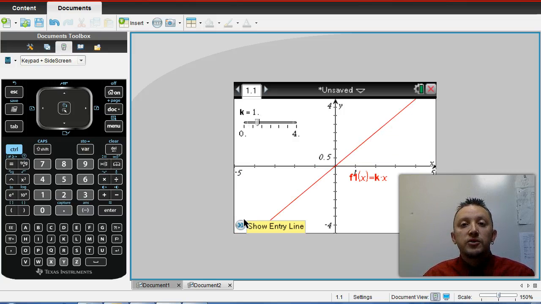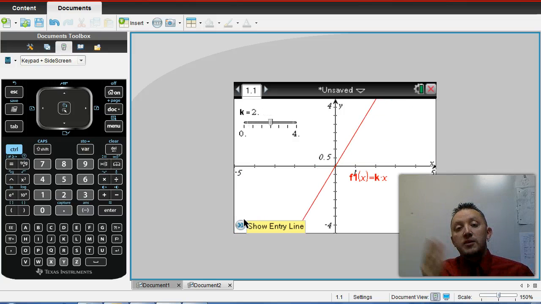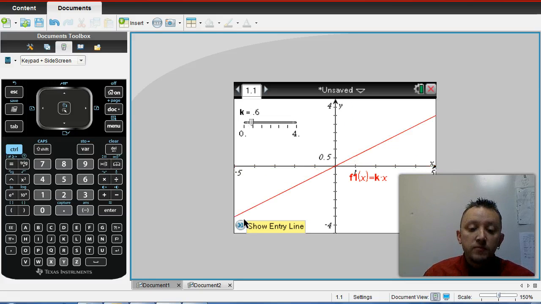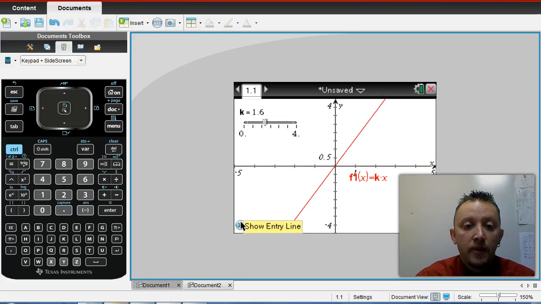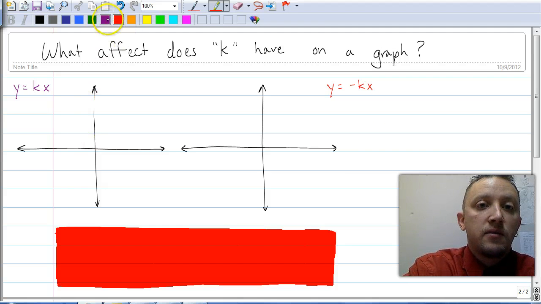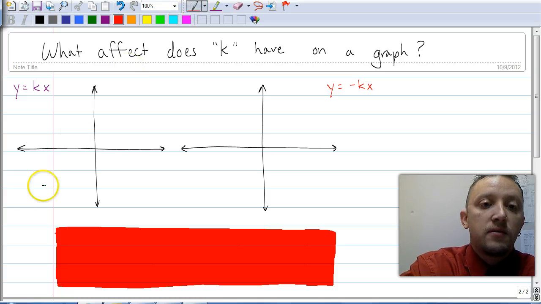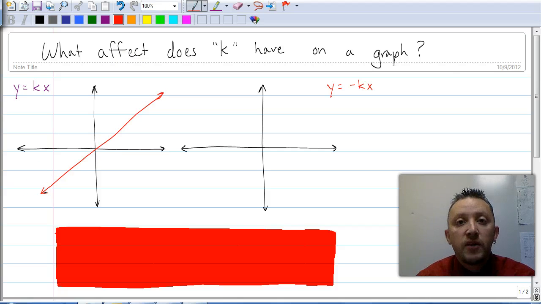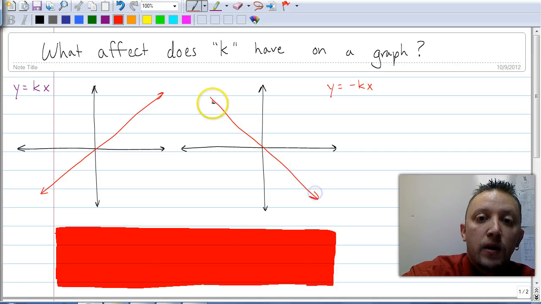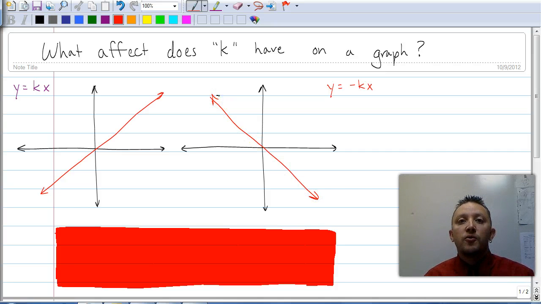I'm not going to do it on my screen here, but if k is negative, the same thing is going to be true. It's just that it's going to be going down from left to right as opposed to going up from left to right. So let's summarize this. When k is positive, the line is going to increase from left to right. When it's negative, it's going to decrease from left to right. That should be something that you already know.